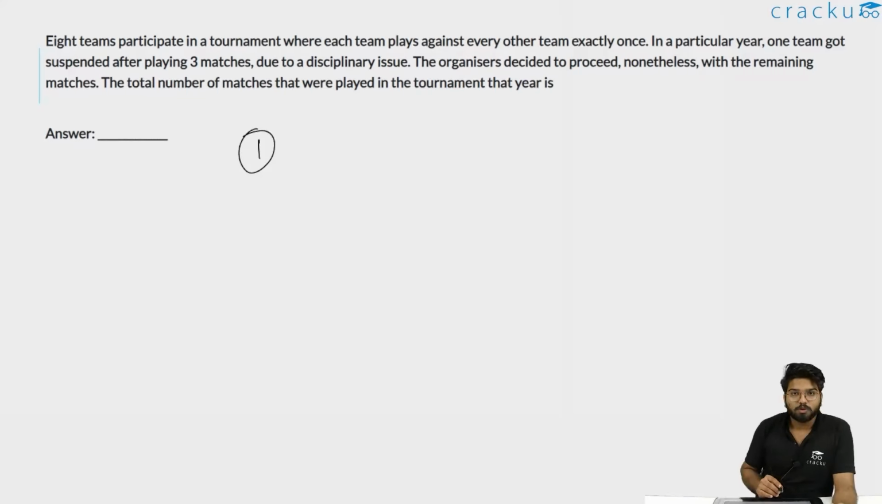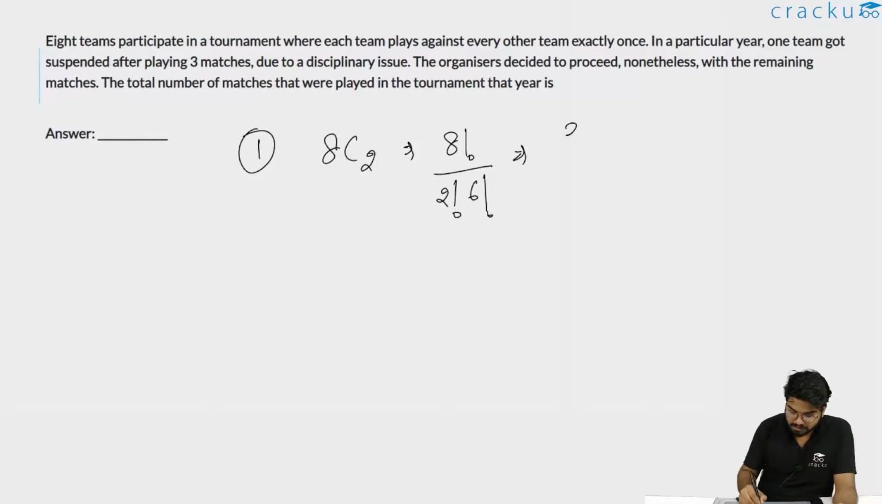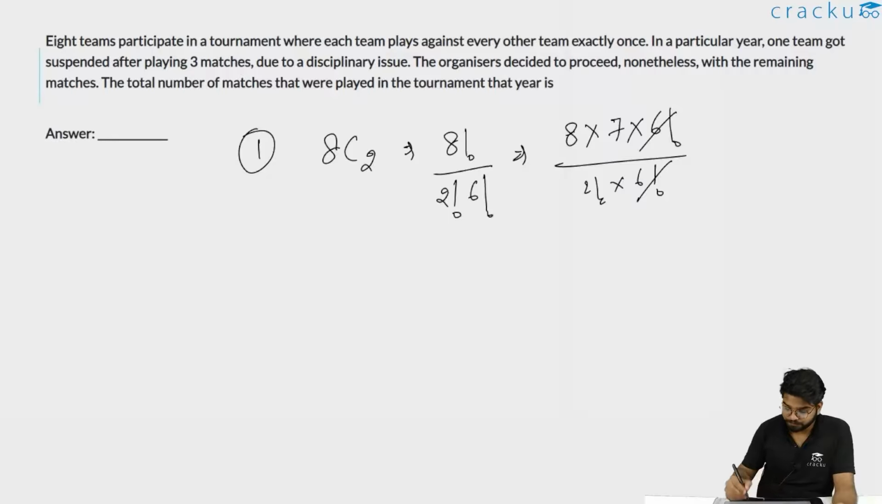Now there are a total of 8 teams, and how many ways can I pair up these 8 teams in pairs of 2? I can select them as 8C2. There are 8 teams and I need to select 2 teams. So this will be 8 factorial divided by 2 factorial and 6 factorial. This is nothing but 8 into 7 into 6 factorial divided by 2 factorial into 6 factorial. The 6 factorial will cancel out, and 2 factorial is 2, so that cancels with the 8. So the answer is 28. In total there are 28 matches.